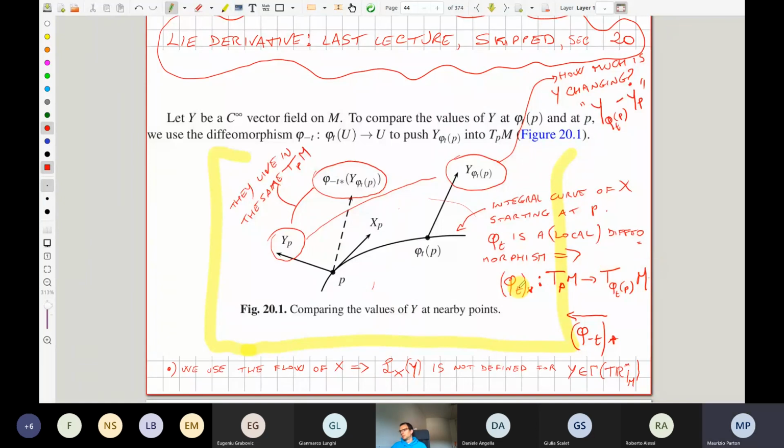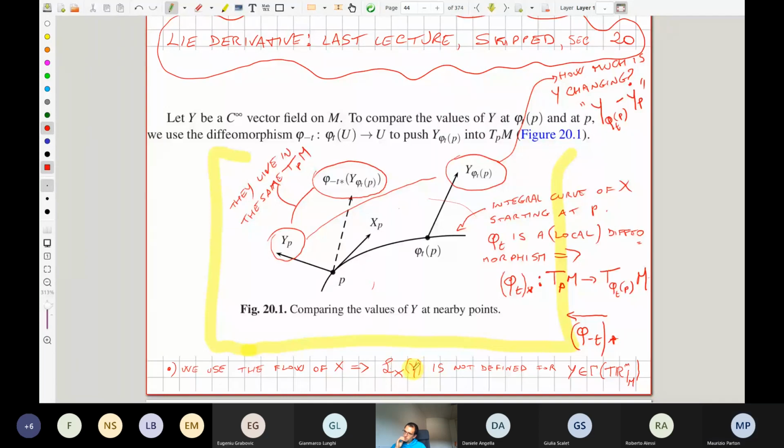So I'm just using this map to take this vector here. And then I can take the difference and take the derivative. Okay? What I'm doing is called the Lie derivative. The Lie derivative of the vector field y in the direction x. Okay? And I want to point out that if we, as we are doing now, want to measure how the normal vector is changing, it means we want to take the derivative of the normal vector, y equal to the normal vector, right?